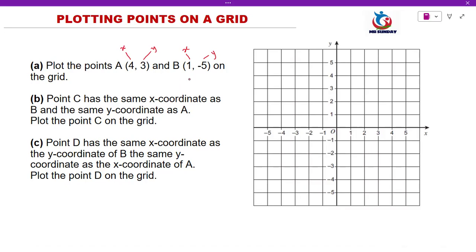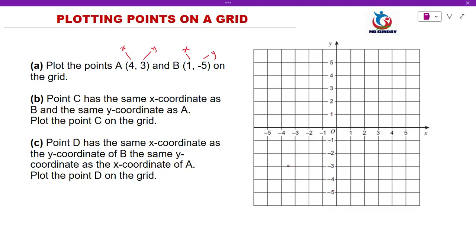So we have this graph, we have the grid, we have the y-axis, which is the vertical axis, and the horizontal axis, which is the x-axis, and they're numbered. To the left of the zero, we have negative numbers. To the downward part of the y-axis, we have the negative numbers.